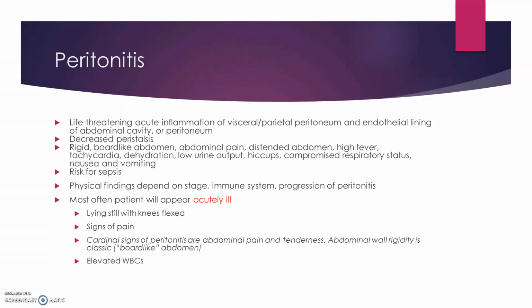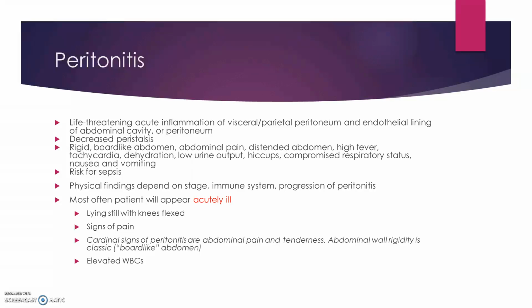Peritonitis can be from the appendicitis, but this is a life-threatening acute inflammation of the parietal peritoneum. It's the lining of your abdominal cavity. This causes decreased peristalsis, and the abdomen becomes rigid and board-like, and we talked about this before. There is a risk for sepsis, as this can get into your bloodstream and cause system-wide problems.